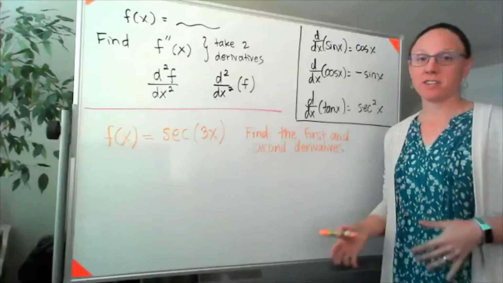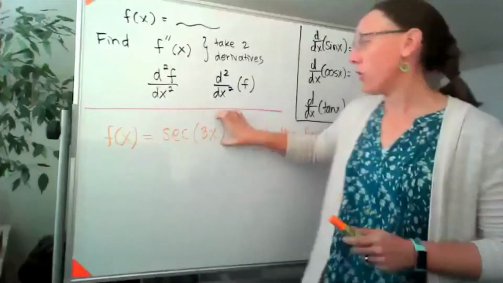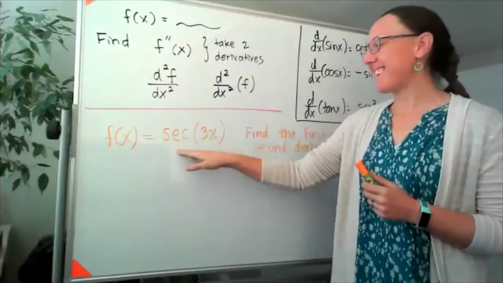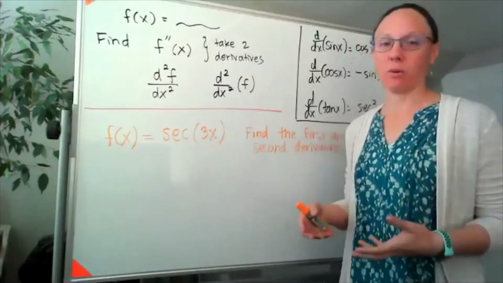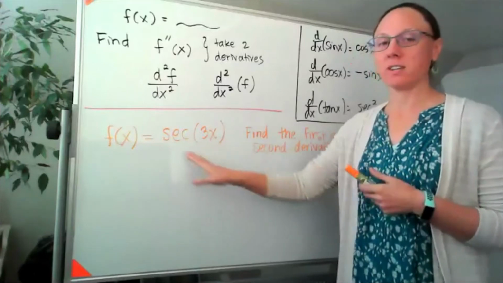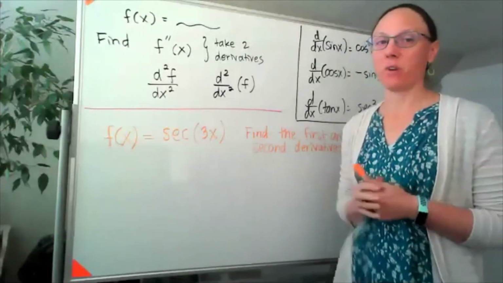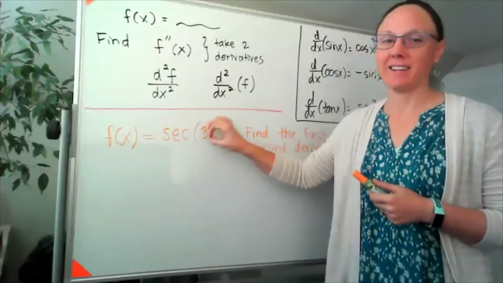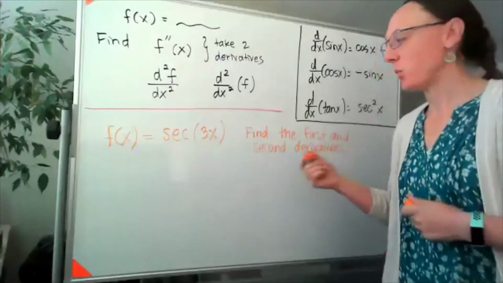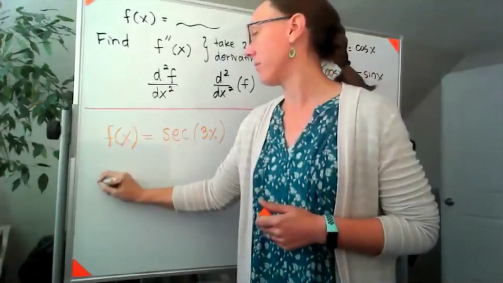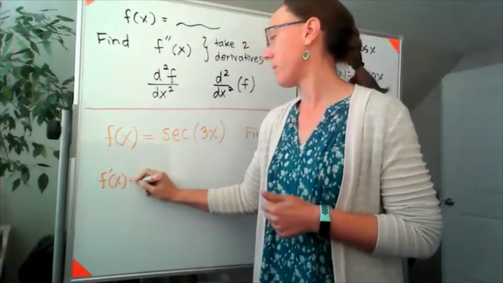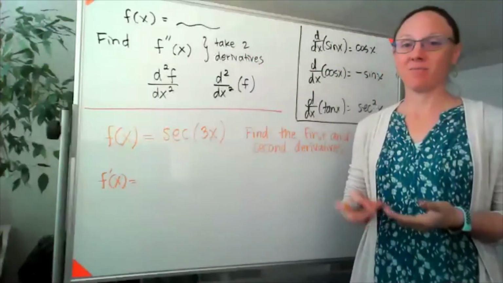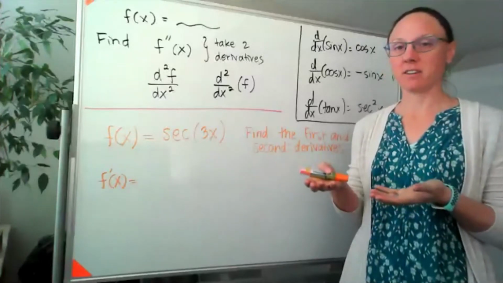So if we're going to find the first and second derivatives, I'm looking at this function, and this says secant of 3x. That's how we would read it out loud if we're reading that in words. And if this is secant of 3x, then that 3x is secretly a function within the secant. So when I go to find that first derivative, I know that the derivative of secant of x is secant of x times tangent of x.